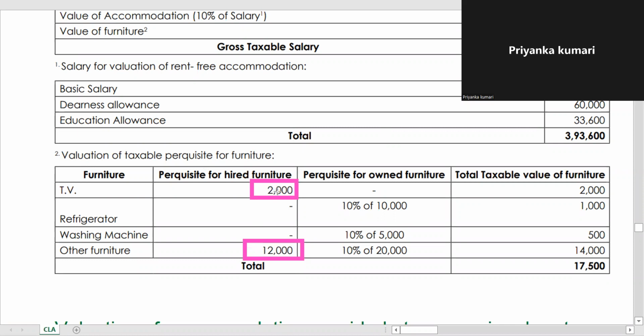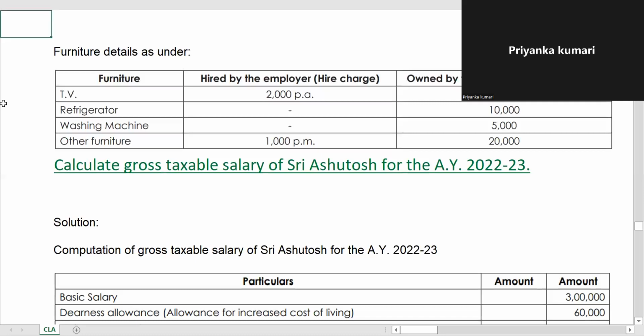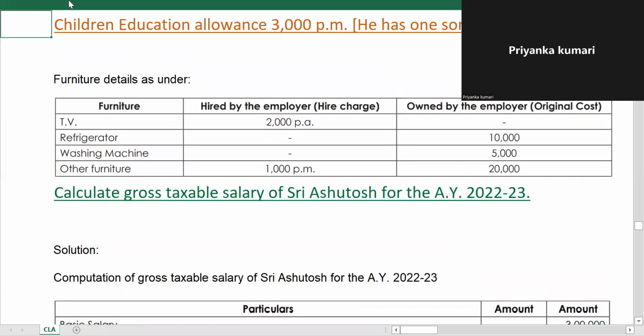Okay, I think I made a mistake in this part. This all I've taken properly. This hired is... 1 minute. Okay. See, this is 2,000 per annum, PA. This is per annum, so you don't have to do anything here. Okay. Take 2,000 directly. This will be 12,000.